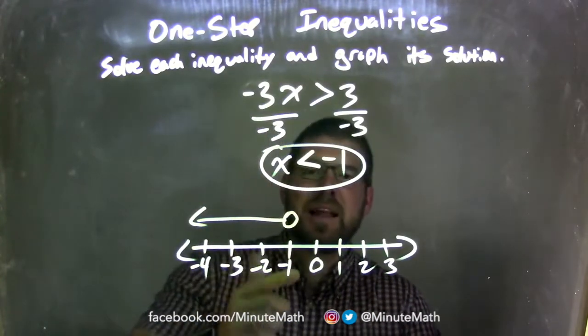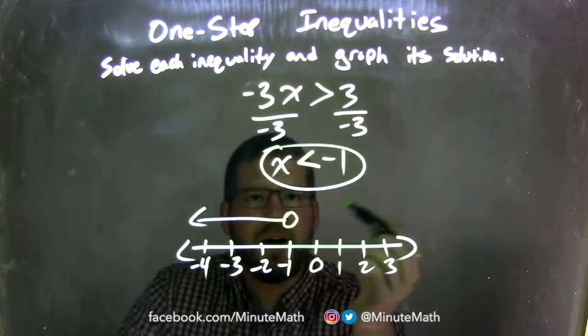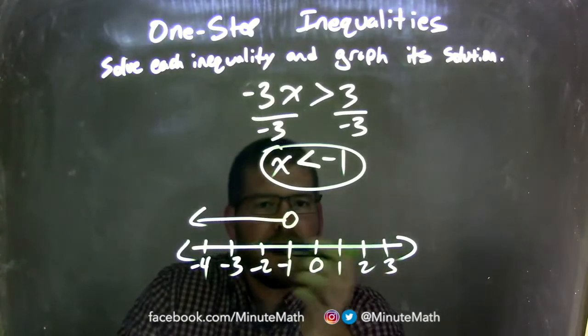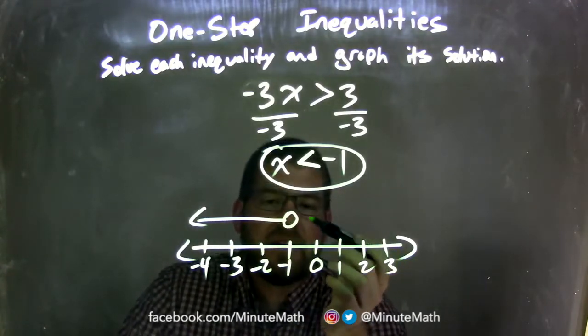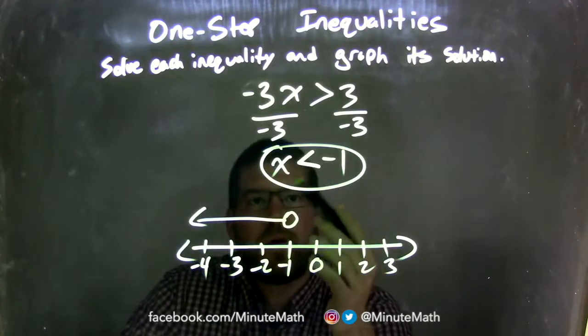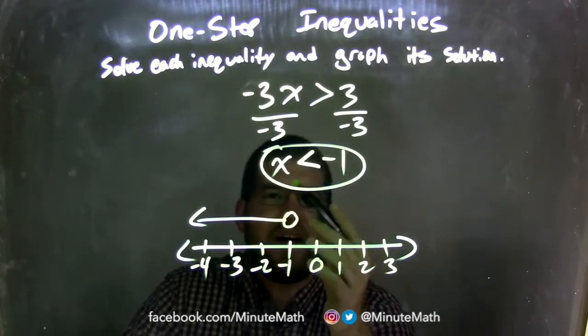So we have x is less than negative 1, open circle at negative 1. Arrow goes to the left right there. And there we have it. That matches up with our answer of x is less than negative 1.